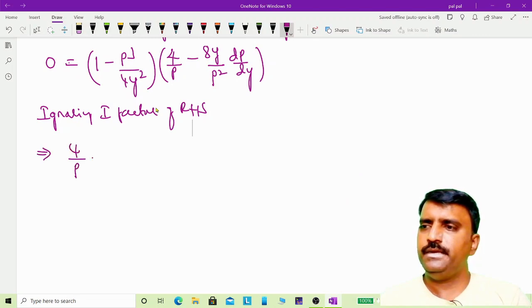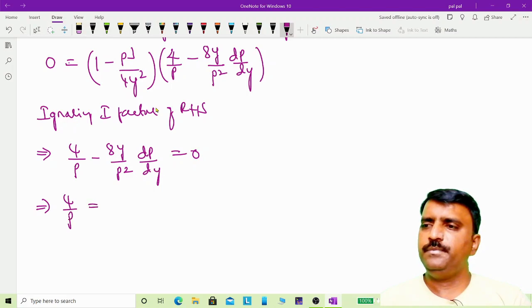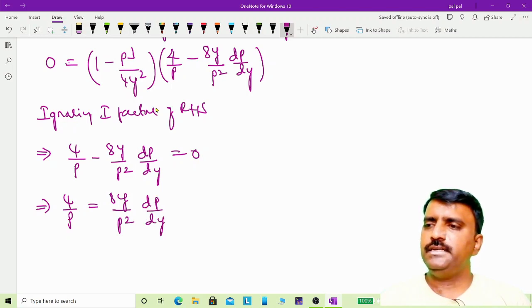4 by p minus 8y by p square into dp by dy is equal to 0, which implies that 4 by p is equal to 8y divided by p square into dp by dy. It is a first order equation. One p cancels here. 4 1s are 4, 4 2s are 8. Okay, which implies that in the left hand side remaining is only 1. 1 is equal to 2y by p into dp by dy.